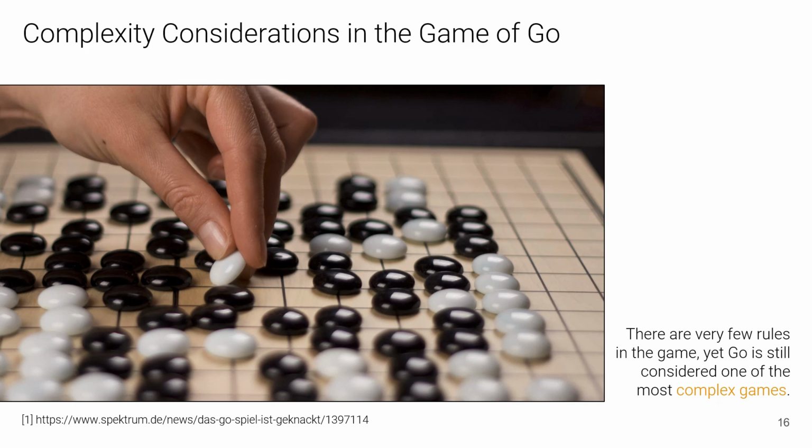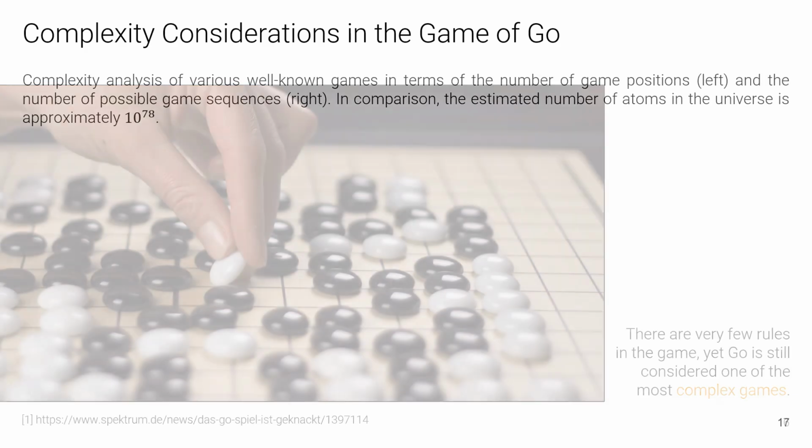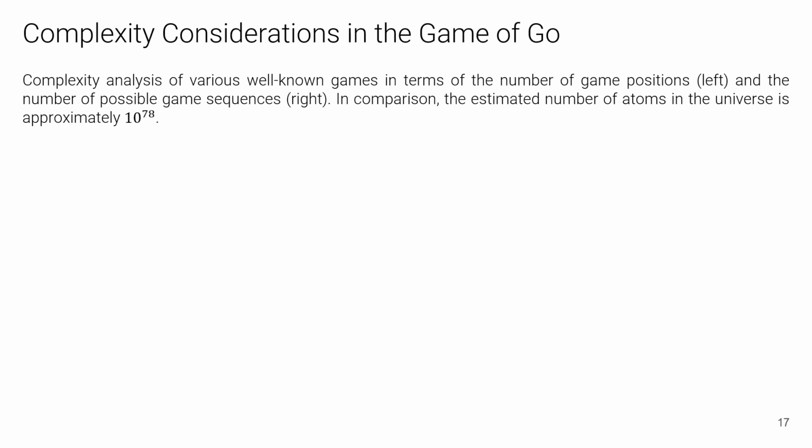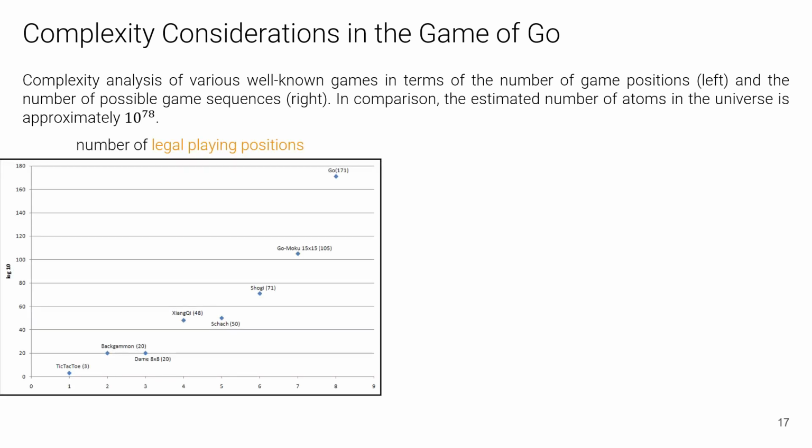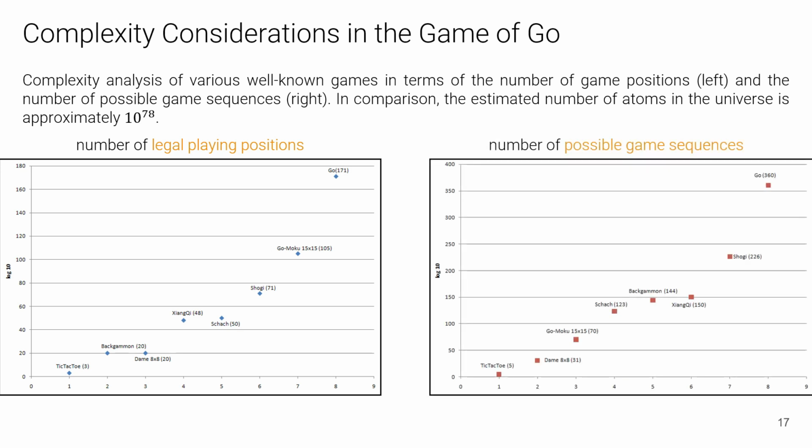However, it takes an incredibly long time, many years, to slowly understand the complexity and find paths that ultimately lead to success. Here we see a complexity analysis of various well-known games in terms of the number of game positions on the left and the number of possible game sequences on the right. For example, we see the game of chess here, where 10 to the power of 123 possible game sequences exist. In comparison, the estimated number of atoms in the universe is approximately 10 to the power of 78. This means that there are significantly fewer atoms in the universe than possible game sequences in chess.